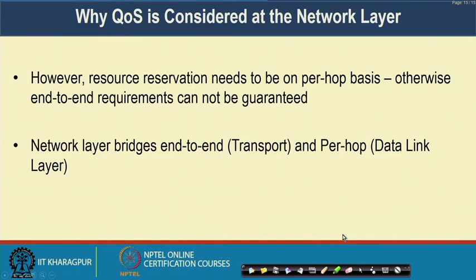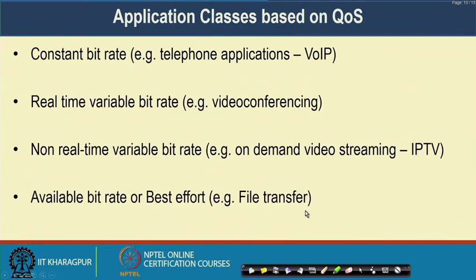So, that is the point I have just mentioned. Resource reservation needs to be on a per hop basis, otherwise end to end requirements cannot be guaranteed, and because the network layer bridges the end to end, like the transport layer, and per hop, the data link layer, we implement quality of service at the network layer.